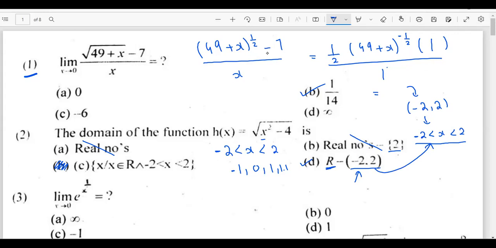We have 0 also. Yes, I don't really understand your question. If you have 0, 0 would also be a problematic thing. Like if you have 0 minus 4, okay? 0 minus 4 would also be a problem. So 0 is part of this range.